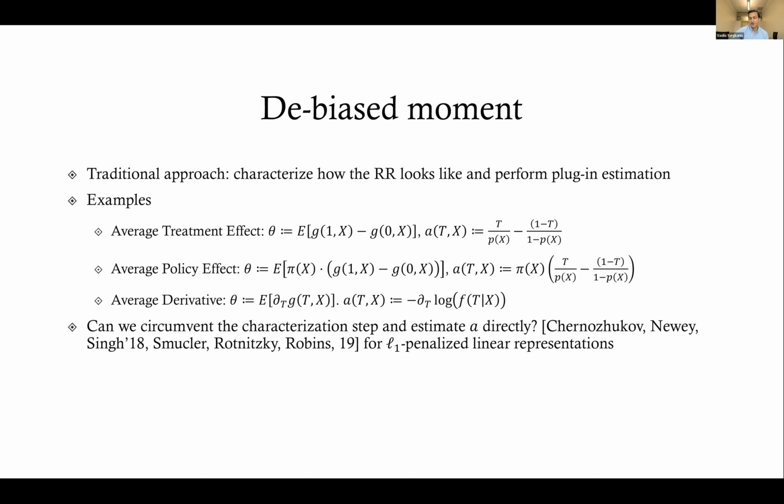However, the automatic debiased machine learning line of work asks, can we circumvent this characterization step and estimate A directly? We don't want to have to do math and analytic derivations every time we come up with a new estimate, derive what the Riesz representer looks like, and then estimate whatever function comes up. Can we directly estimate A solely with black box access to the moment of interest? So if someone just gives you oracle access to the moment of interest, can you estimate A without knowing exactly what A looks like?